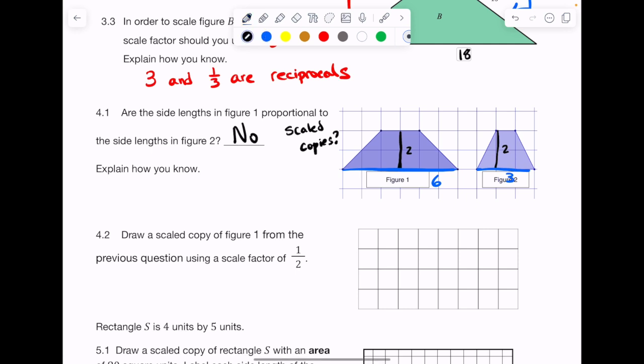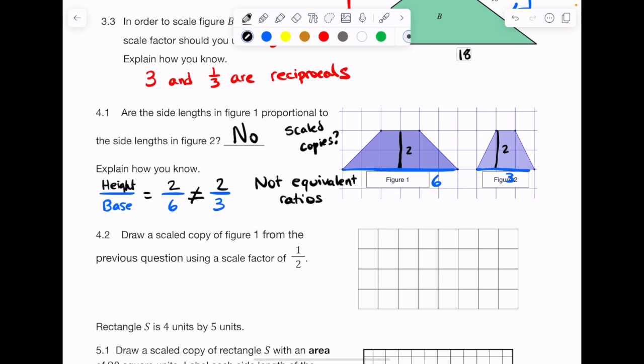So if we try to find the ratio of like the height to the base of these two triangles, we would get 2 to 6, and then we'd get 2 to 3. And those are not equal to each other. We don't have equivalent ratios. Right? There's not a constant number we can multiply by.